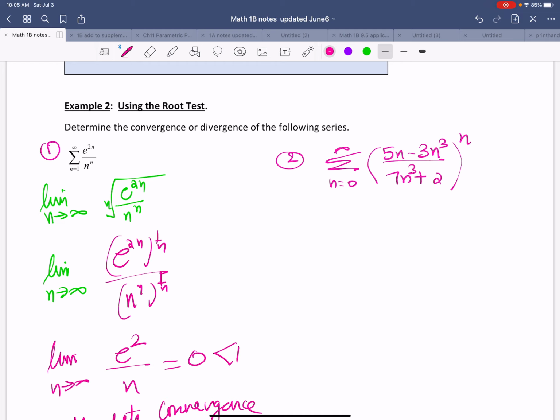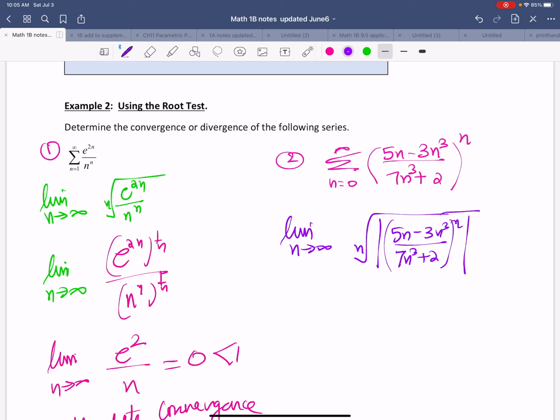Now we're going to look at number 2, where we have n equals 0 to infinity, and we're given the series. We're going to take the nth root. As you can see, if we had tried the ratio test here, it would have been very complicated. The root test is a lot easier to apply in this case. So the root test is the limit as n goes to infinity of the nth root of the absolute value of (5n minus 3n to the third over 7n to the third plus 2) raised to the nth power.